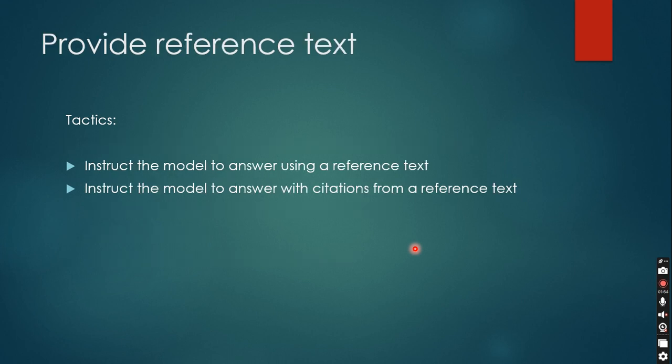Then the next strategy is provide reference text. So you can instruct the model to use a reference text to answer the specific questions. You can also instruct the model to answer those questions with citation from the reference text. So while answering to your specific question, they can give you the paragraph where it can cite those answers.